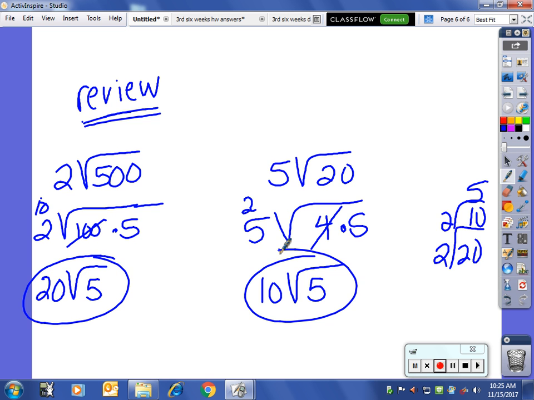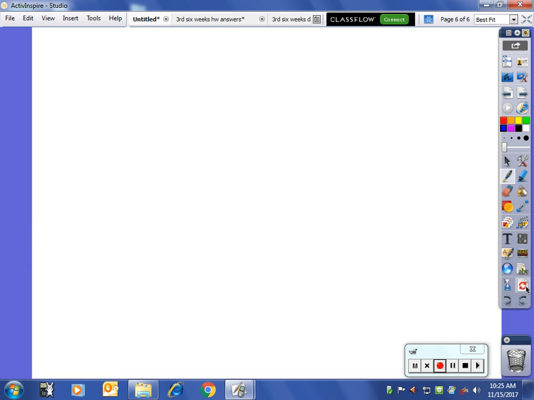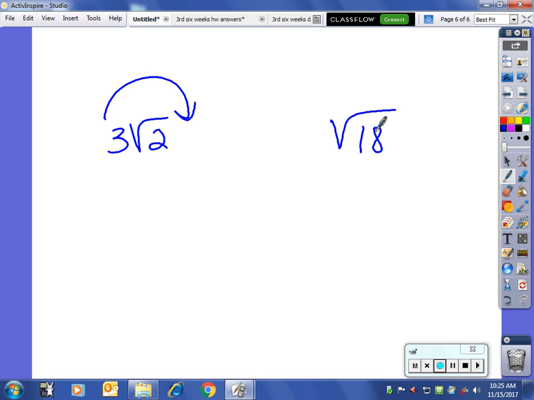Okay, now I think what you were confused about was on the CBA you had something like this. Well, that's simplified already. How do I know it's simplified? Yeah, there's no perfect square hiding in that 2. 2 is not a perfect square. What they asked you to do on the CBA was basically go backwards. What was the question before it got simplified? They want you to put the 3 back in there. Well, it's going to go back in as a 9. So this would be the square root of 18.